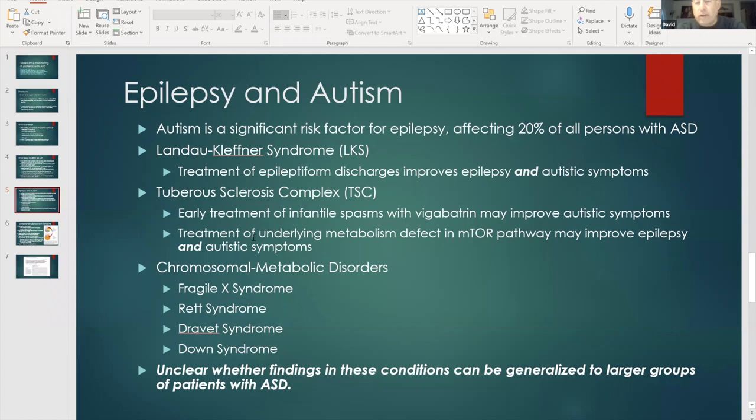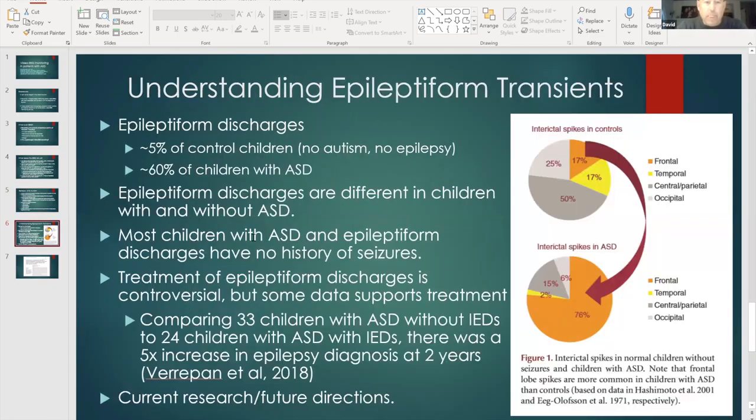Some of the newer generation of anti-seizure medications that are specifically designed for treatment of tuberous sclerosis complex, targeting what's called the mTOR pathway, have been shown to both improve epilepsy and autistic symptoms. What's not clear is whether or not these findings are generalizable to larger groups of patients with autistic spectrum disorder, but this is where current research is ongoing. I'll just touch on a couple of these points, some of which I've mentioned already.